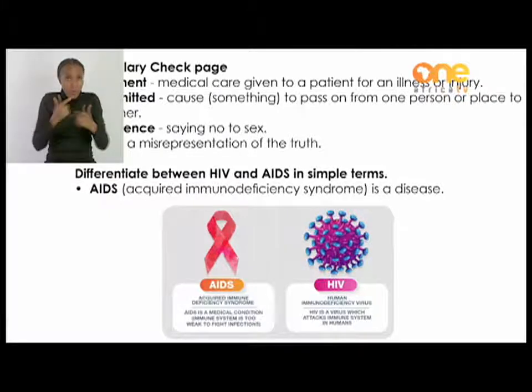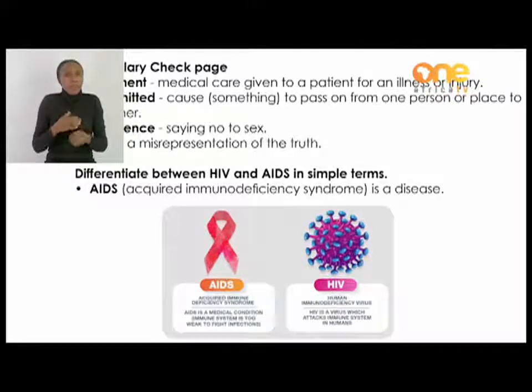Let's differentiate between HIV and AIDS in simple terms. Let's quickly start off with HIV. HIV is a short word that stands for Human Immunodeficiency Virus. HIV is a virus which attacks our immune system. It weakens our white blood cells, which makes our immune system, or let me say our defense mechanism, weak and unable to fight infections or diseases.